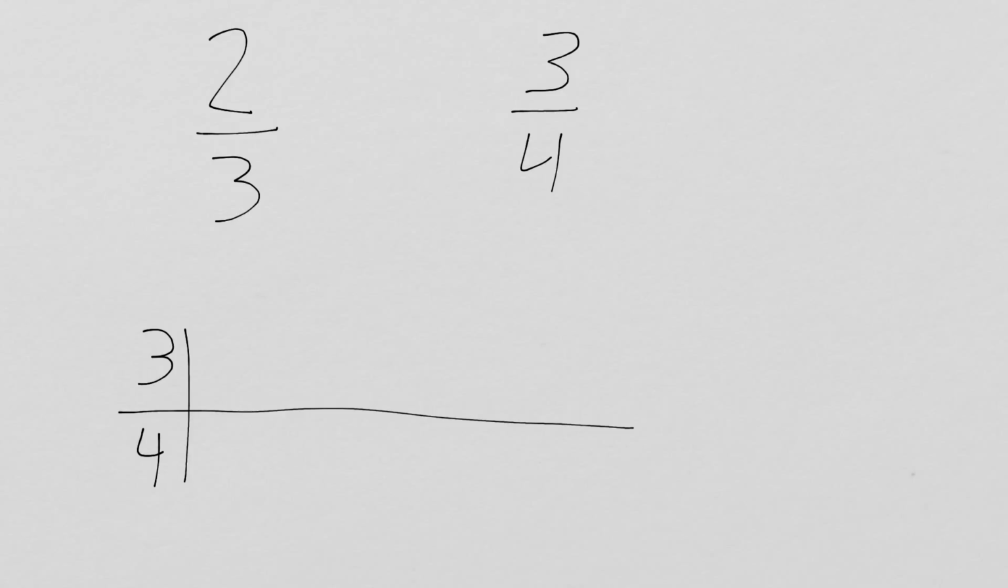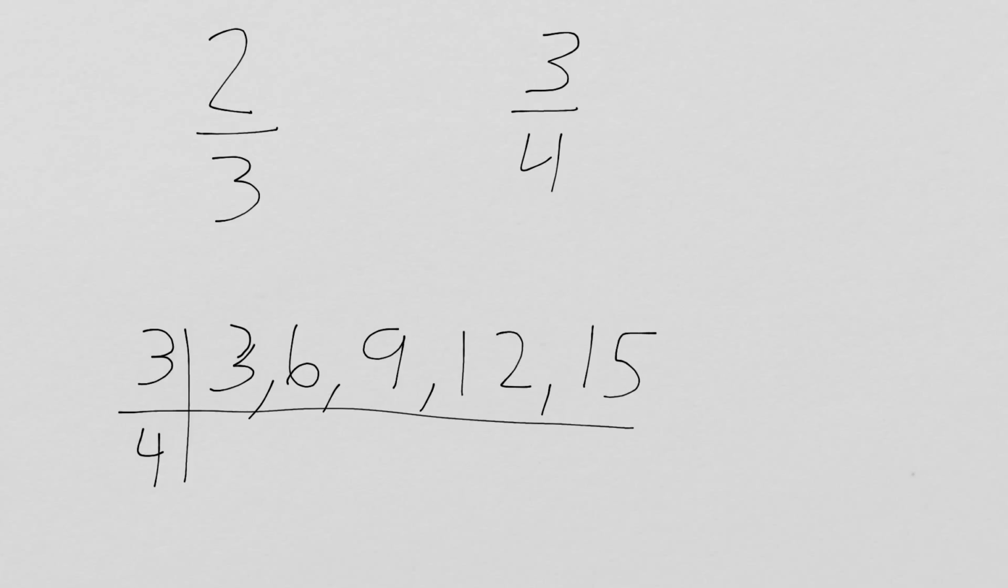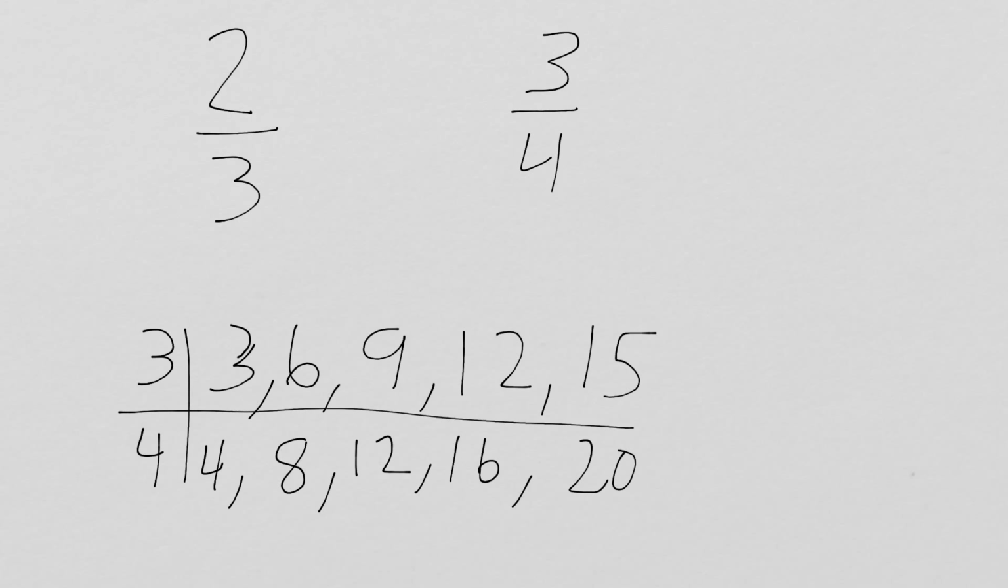So we've got 3, we've got 6, 9, 12, 15. I'll list out a couple, and then I'll do some for the other denominator as well. 4, 8, 12, 16, 20, and I'll look for any multiples that they both share. Well, if we look at it, they both have the number 12. So we can convert 2/3 and 3/4 into two fractions that have 12 as a denominator.